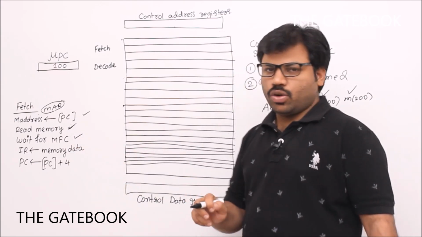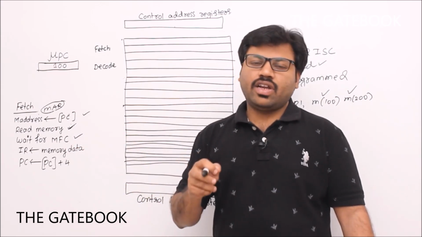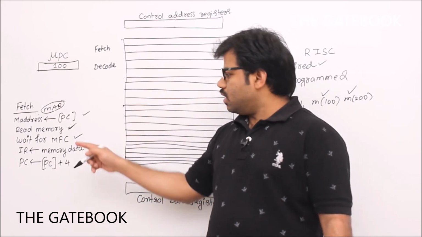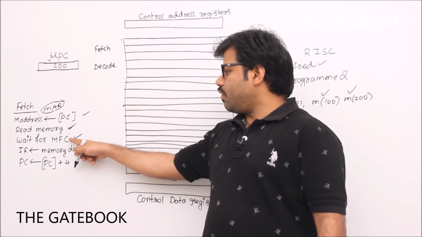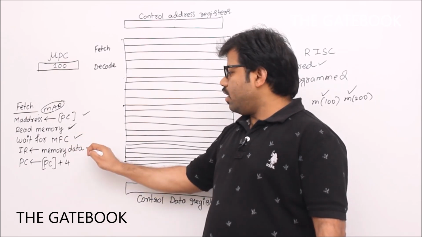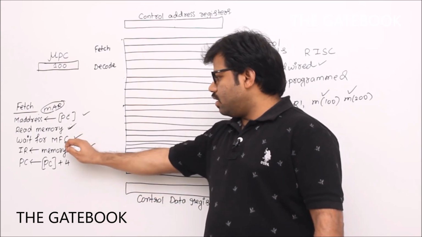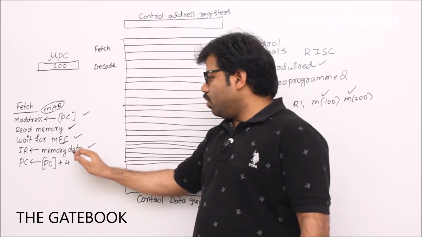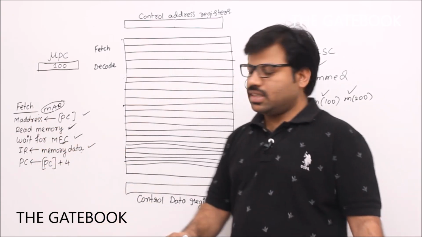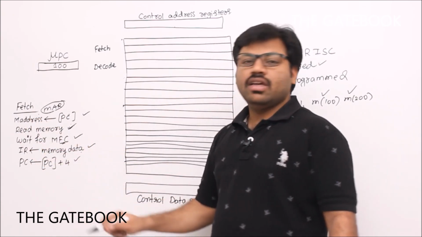Do you remember? I already told you, if the data is not available in cache, we have to go to main memory. That's why it might take some time, and that's why we have to wait for this signal. When we get this signal, the data is available, and it will be transferred to the instruction register. After that, the program counter should be incremented.